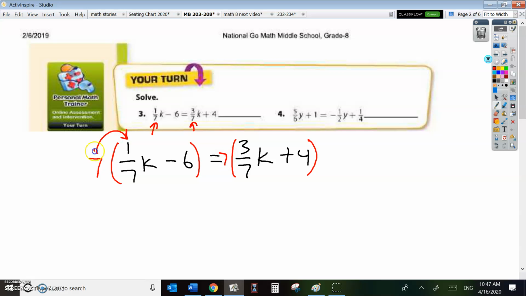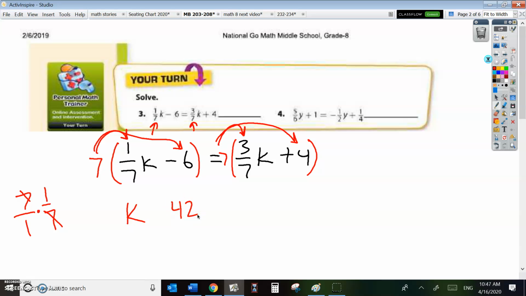7 times 1/7 and 7 times 6. 7 times 3 over 7 and 7 times 4. 7 times 1 over 7, let's do that work right here. The 7's cancel and you just get 1. And then 7 times 6 is 42.